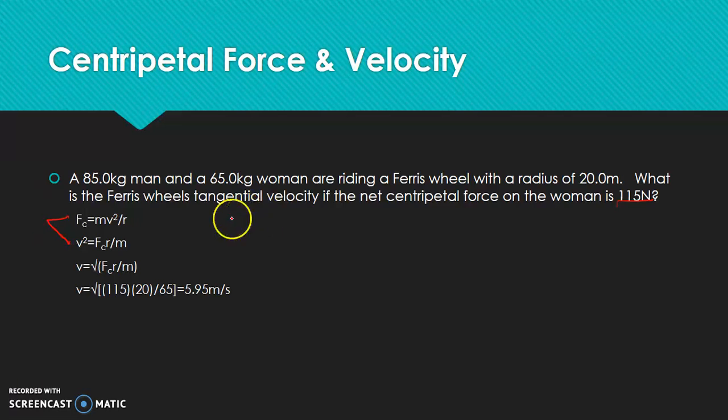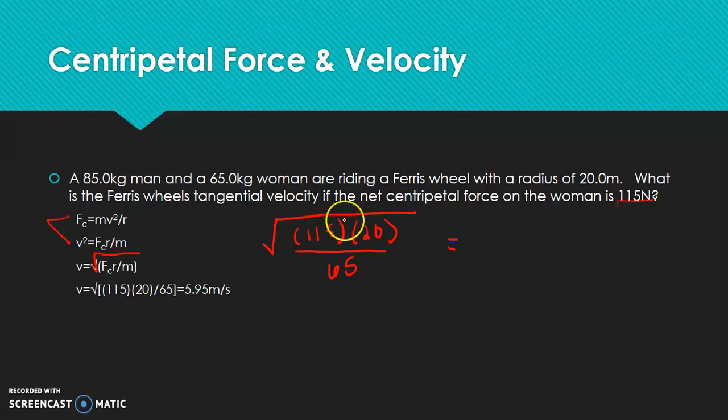So we rewrite the formula to solve for V. I think a lot of students probably got this wrong because of just simple algebraic mistakes. Remember that you're going to take the square root of this entire side. So that's the last thing that you should do in your calculator. So anyways, we're going to plug in what we know. So we're going to take the square root of 115 times 20 and divide that by 65.